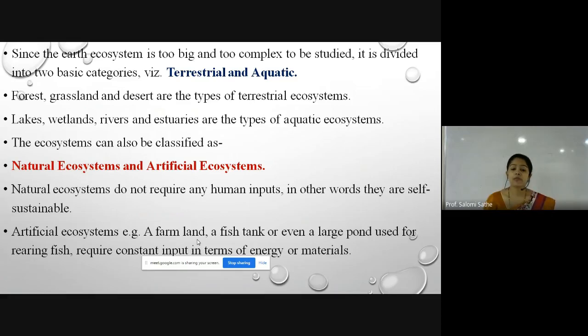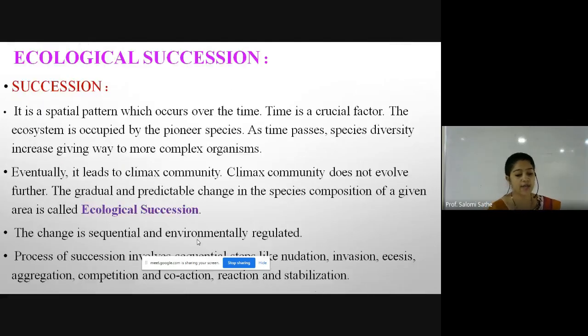Natural ecosystems do not require any human input, and artificial ecosystems involve the farmland, fish tank or even a large pond used for rearing fish, and require constant input in terms of energy and material.